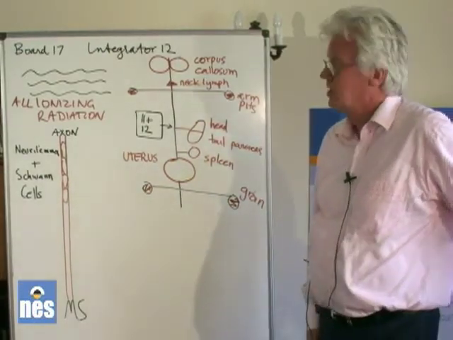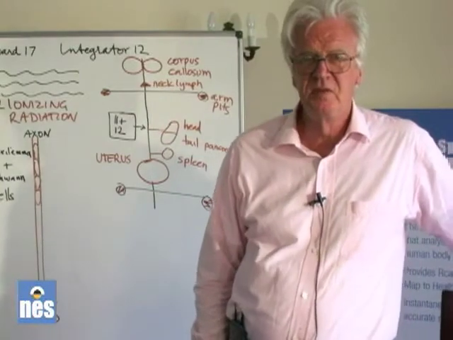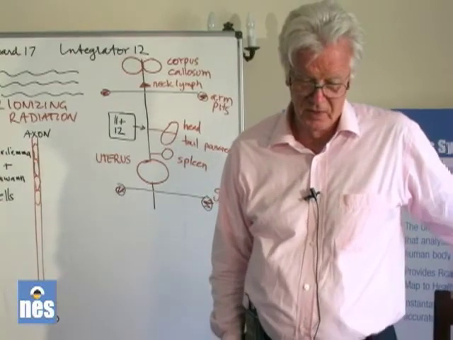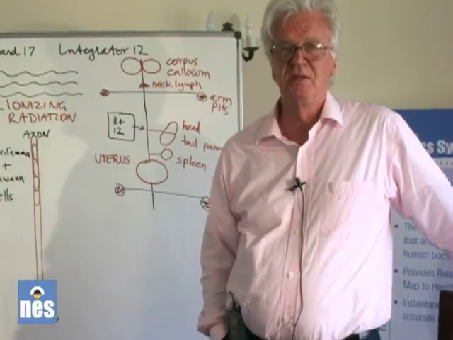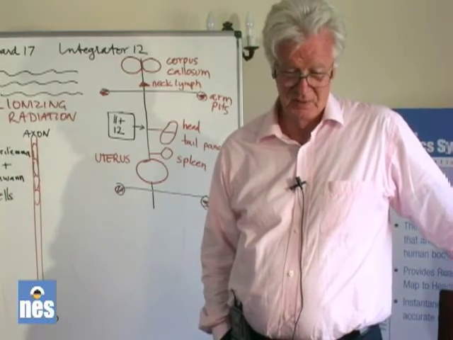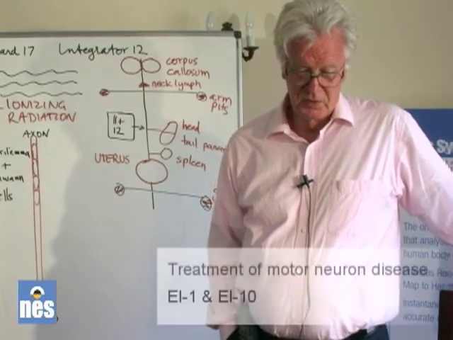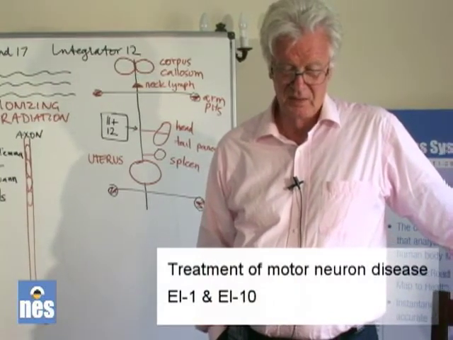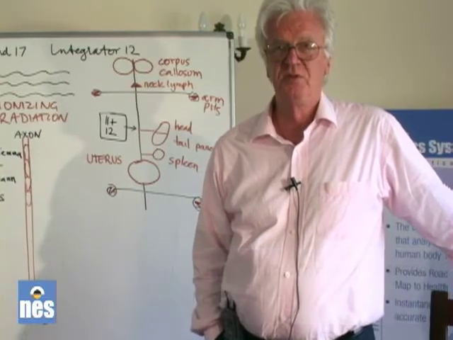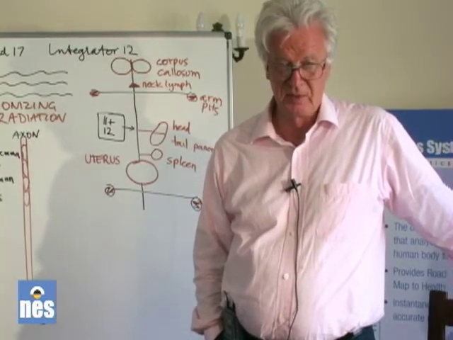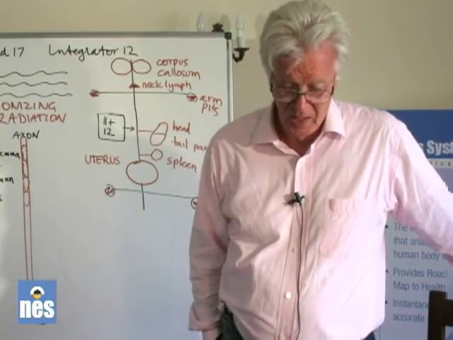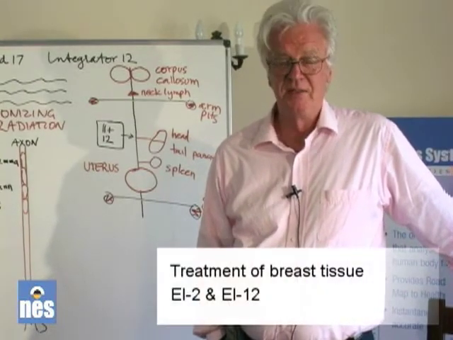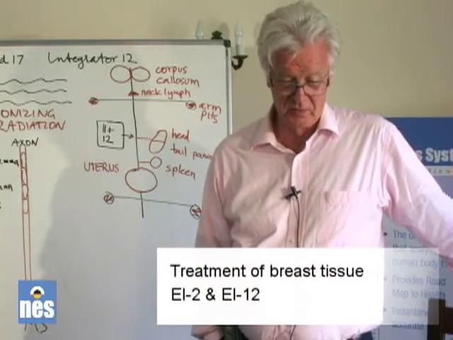Now, just to finish up, there are some pieces of information you must have. There is almost no treatment I've ever heard of myself that relates to motor neurone disease, and it's a particularly nasty and very tragic disease. If you use integrator 1 and 10 at the same treatment session, 10 minutes apart, you are going to affect motor neurons. Now that's something which is of some use. Breast tissue and mammary tissue, you'll find integrators 2 and 12.